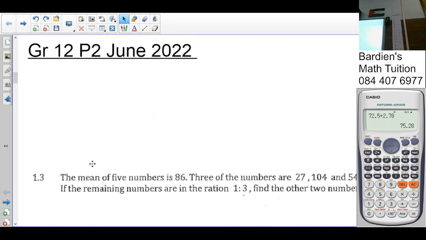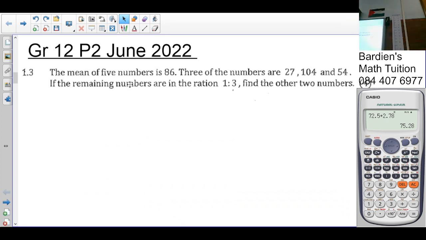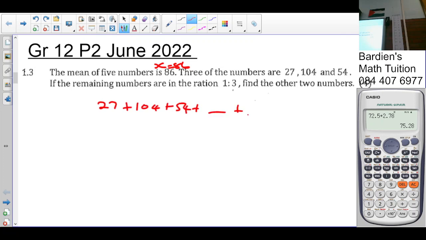Number 1.3. In question 1.3 we are told that the mean of 5 numbers is 86. So the mean of 5 numbers is 86. 3 of the numbers are 27, 104 and 54, plus these 2 numbers, divided by 5 gives us an answer of 86. Okay, so that's how we calculate the mean: sum of numbers over the number of numbers.